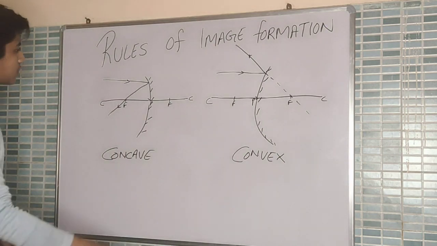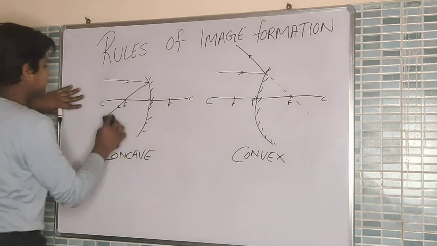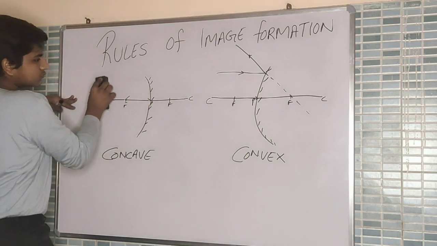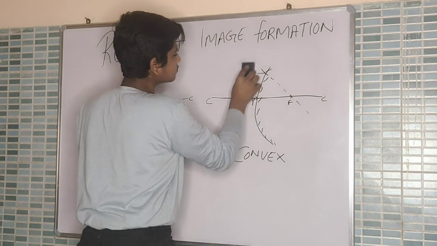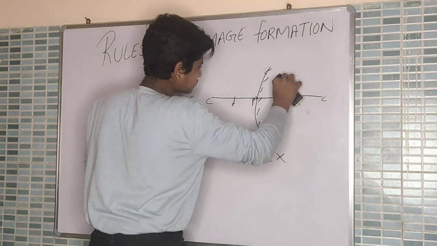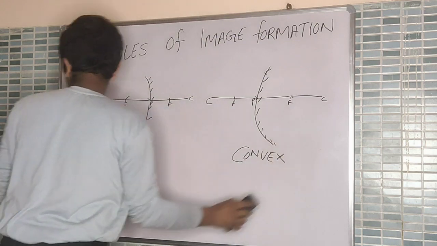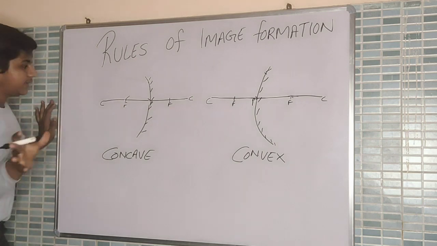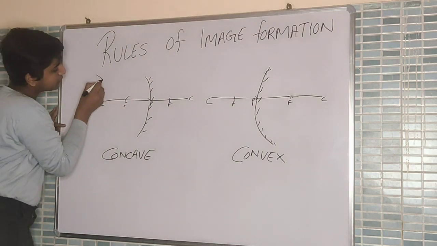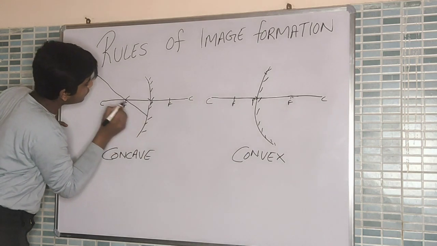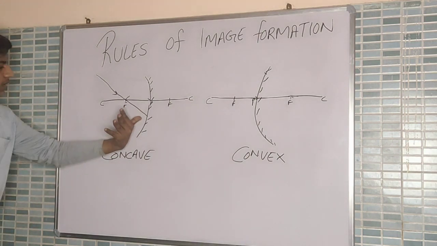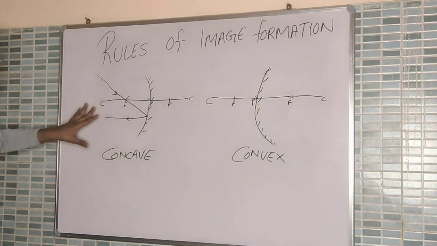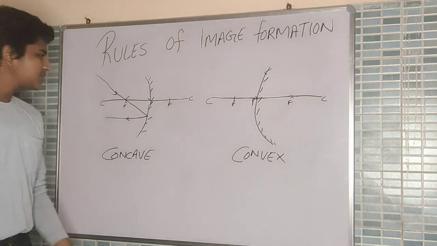So what is the third rule? It is the opposite of this rule. Whenever a ray of light is passing through focus, it will become parallel to the principal axis. Means its reflection will be parallel to the principal axis. This is the third rule, simple.